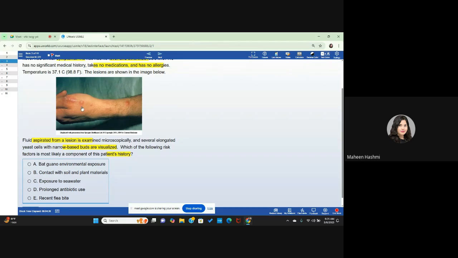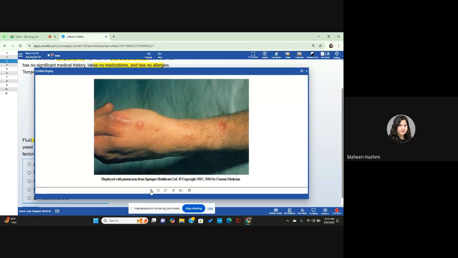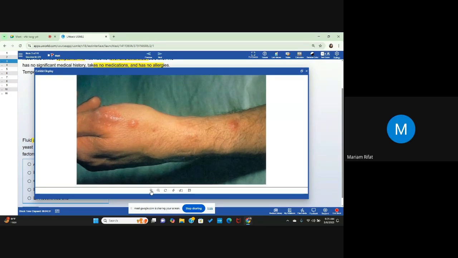So what is this? What is this condition called? It's sporotrichosis. Exactly. And how do we treat it? Because of plant, because of thorn, if he's planting or something.